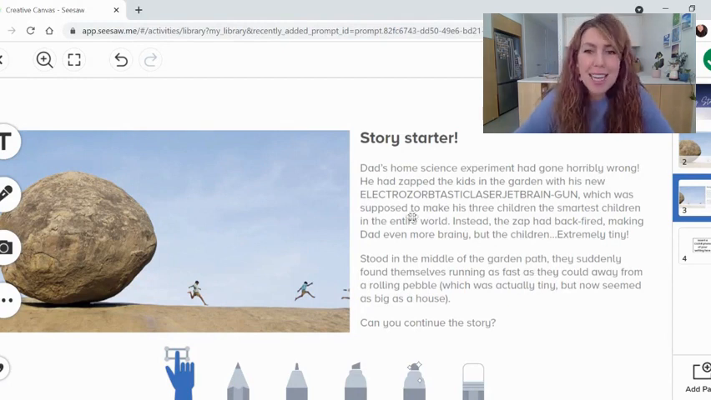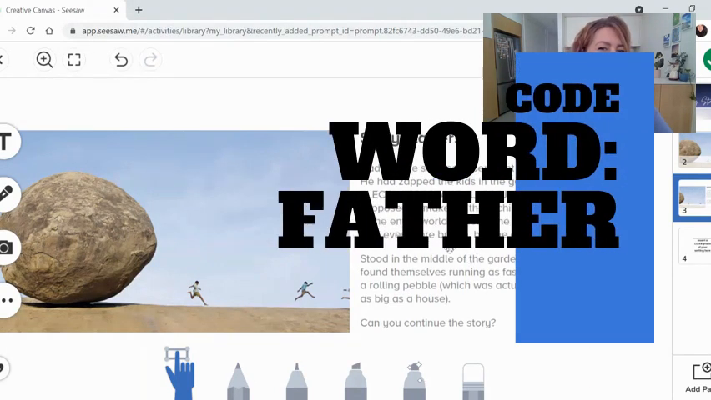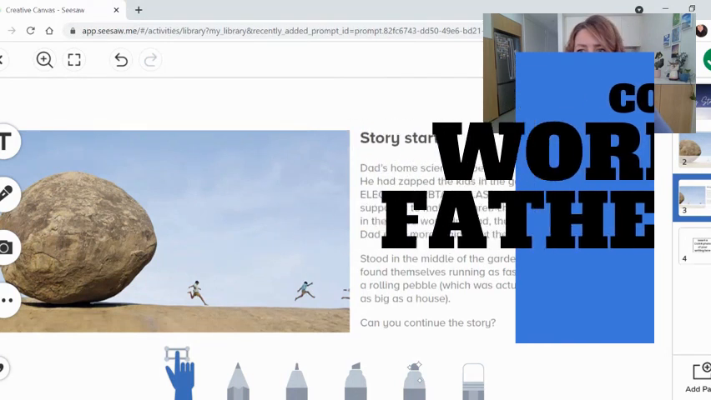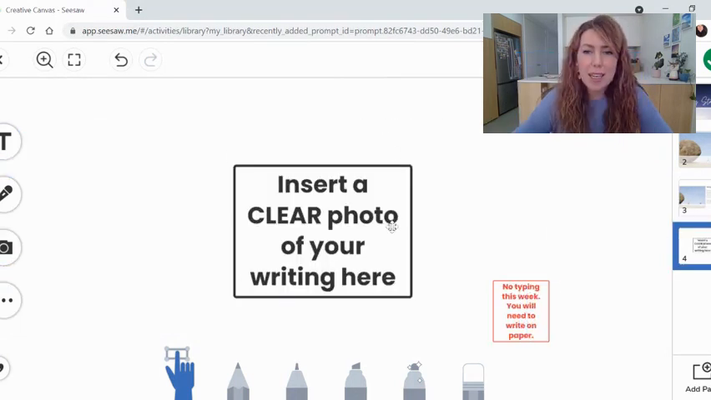And we really look forward to seeing what adventures these tiny children get up to and how they might try and figure out how to get back to normal size, and what happens now that Dad is even more brainy. Interesting to think about. You're going to paste your photos here.